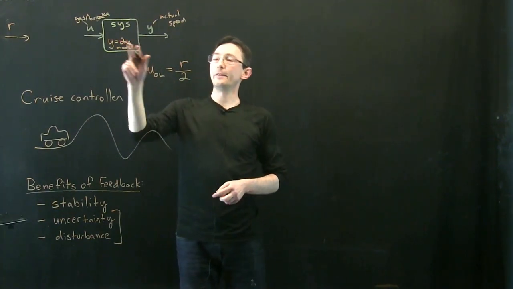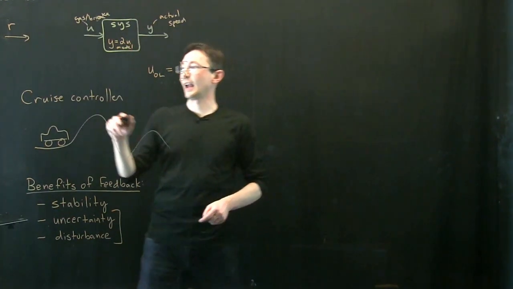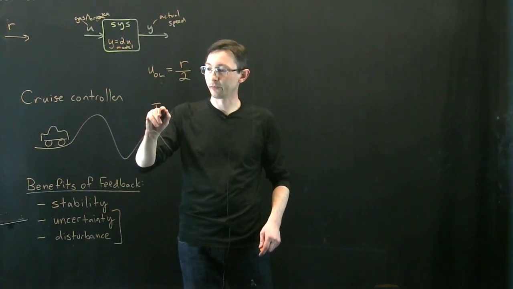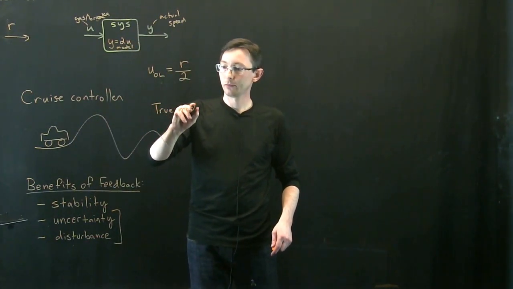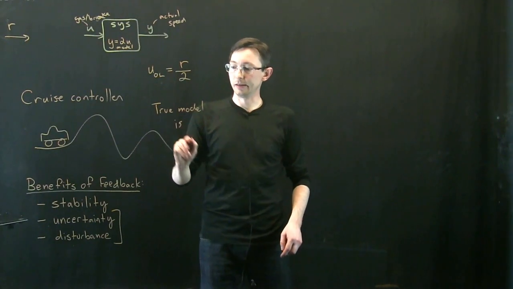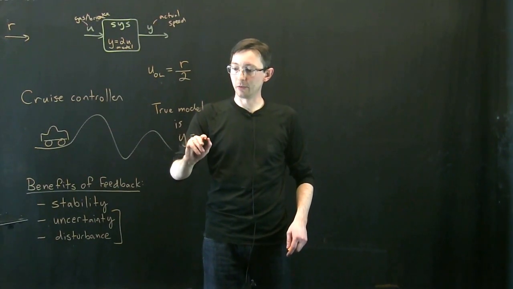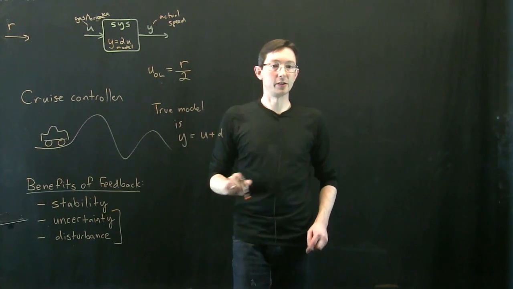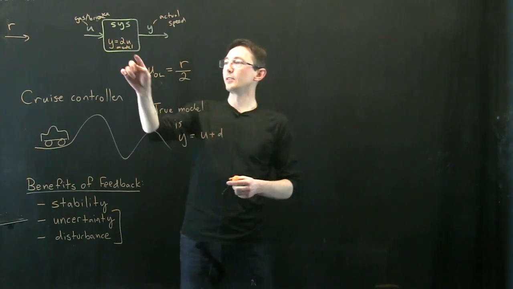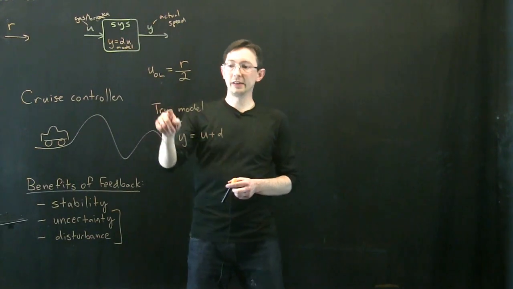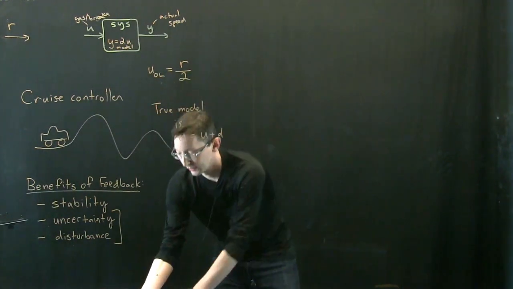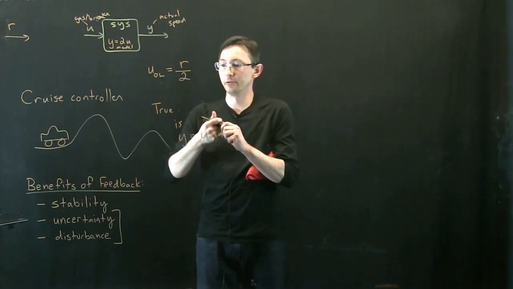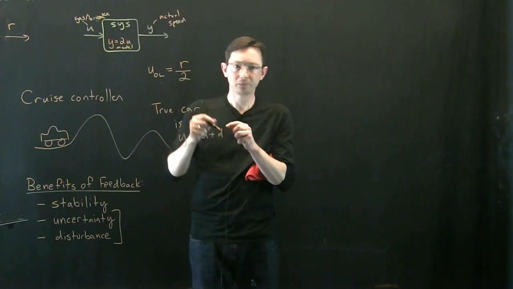Moreover, let's say that I have my actual model, I'll write that here. So true model is y equals 1 times u plus disturbance. Okay, so this is my model for the car. This is my true car, not true model. This is my true automobile, my true car.